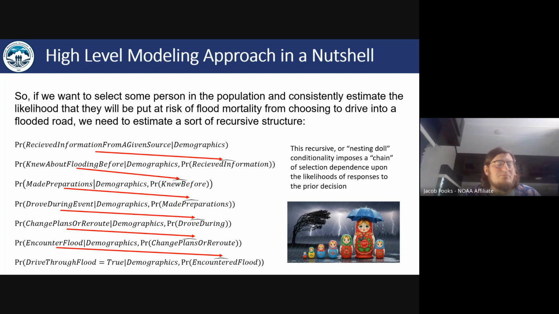So basically, the way that this is estimated is we start with, did you receive information from some given source? We estimate this conditional on demographics. We estimate likelihoods that people receive information, and then we use that as an input to the next model. And we go down this, into the nesting dolls or down the chain from here, and make successive estimations of this. Next slide.